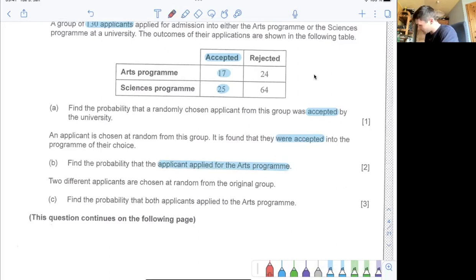All right, so we're going to be taking the number of students that were accepted into the arts program, which is 17 here. Let's get rid of our highlighter from last time. Okay, so the 17. We're going to divide that by the total number of applicants that were accepted. All right, so let's go bring that down here.